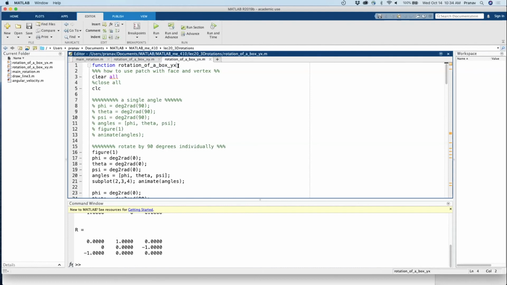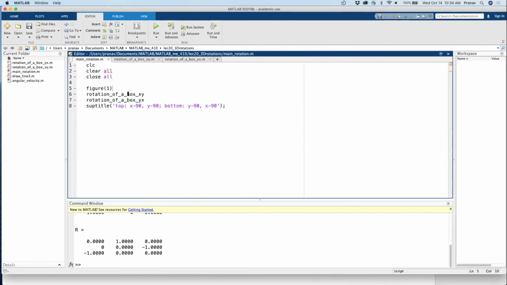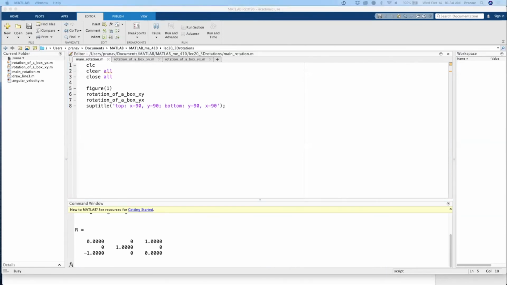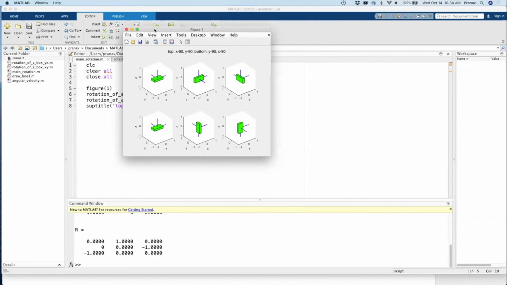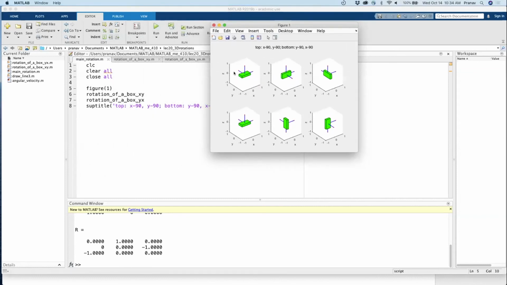There's another function which is rotation about yx, and what this code basically does is it calls this function successively. Let me just run it first and then explain to you what's going on. So here is the result of this. It generates the data for rotation about x followed by y. So this top panel is rotation about x 90 degrees and y 90 degrees. So you end up in that configuration, starting with some initial configuration.